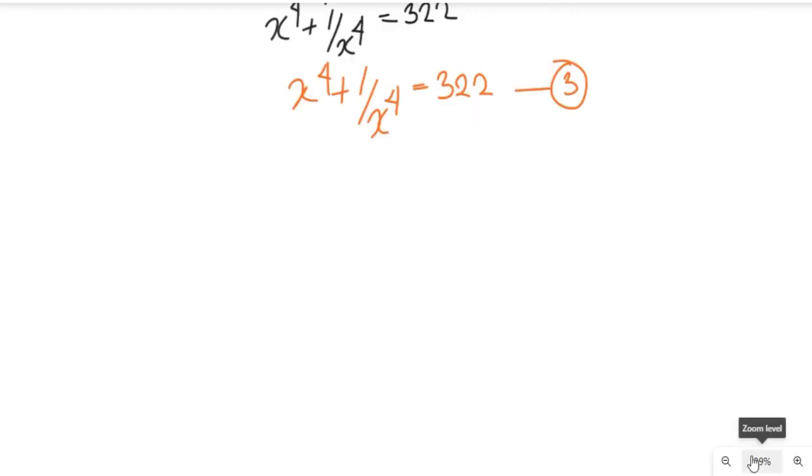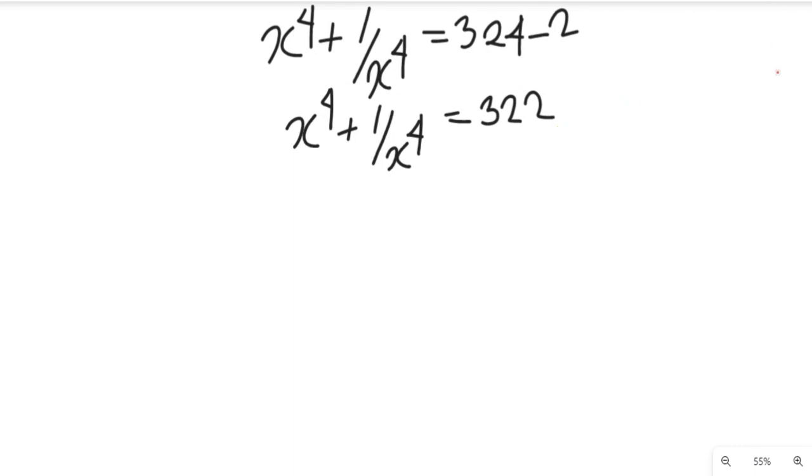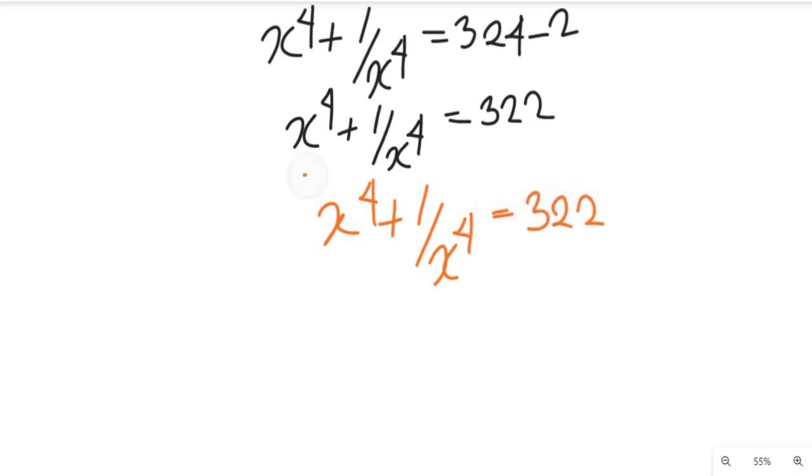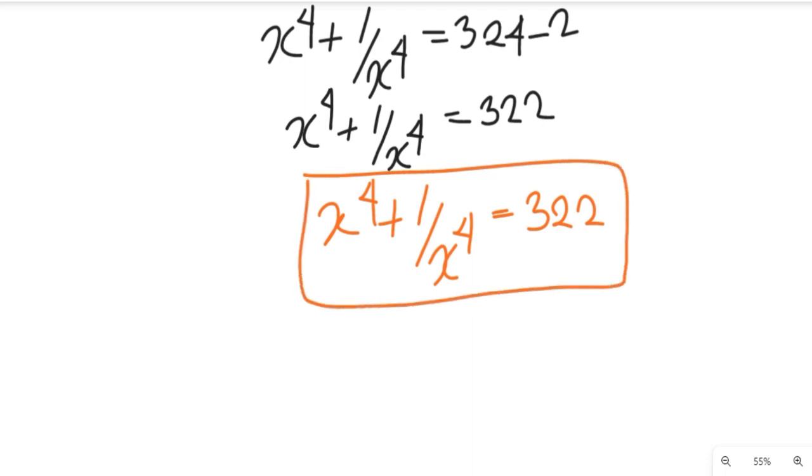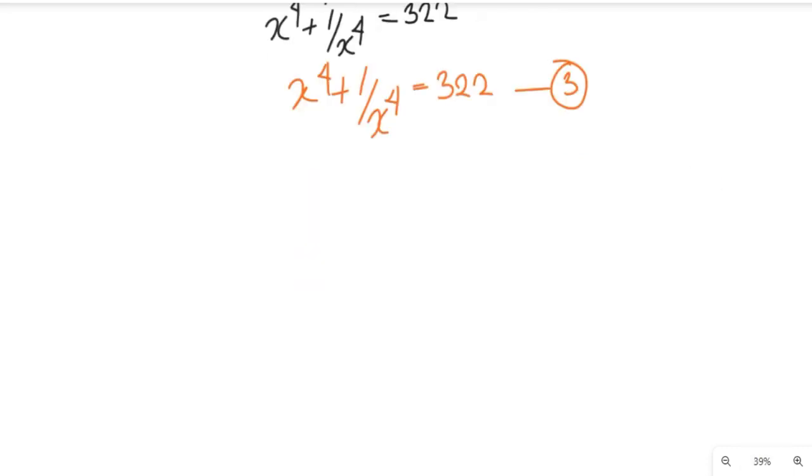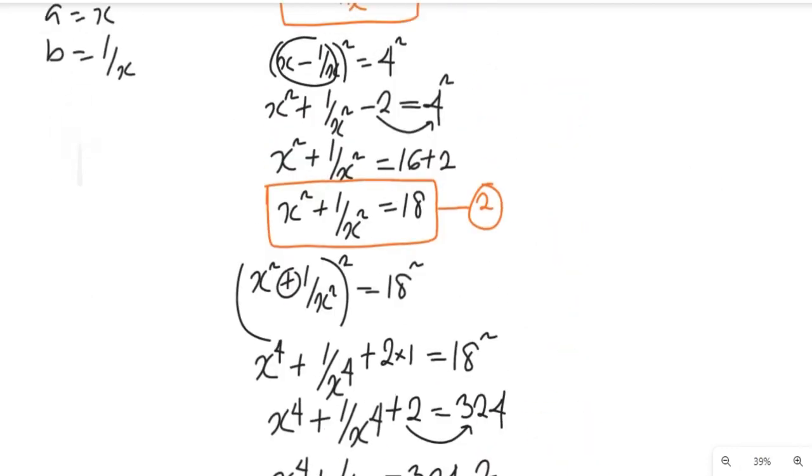So now, having worked on the first equation, we are going to take x to the power of 4 plus 1 divided by x to the power of 4 to be equal to 322 as our third expression, expression 3. Now, having gotten these three expressions, we are going to look at what we are actually looking for.